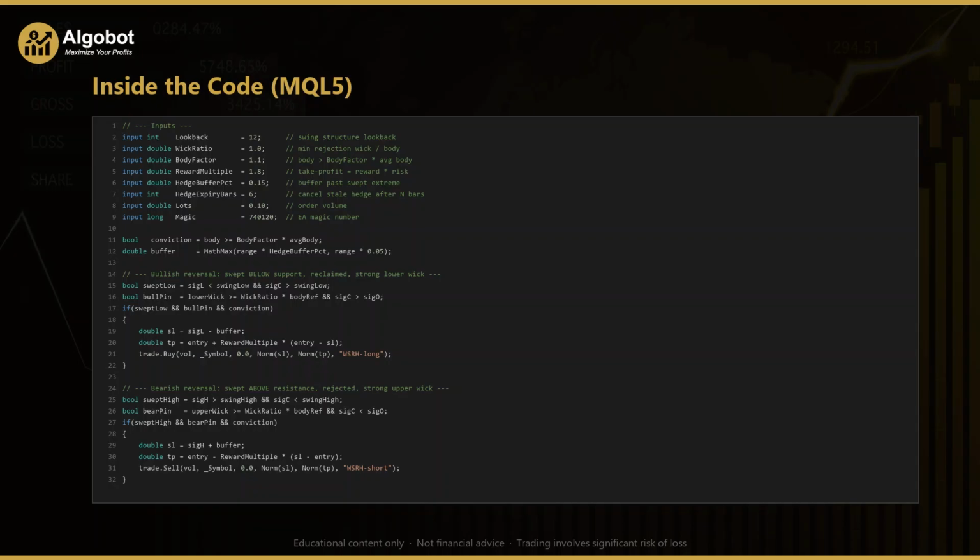Just below, the code computes two things used by both sides. Conviction, which checks that the body exceeds the body factor times the average body, and the buffer past the swept extreme.